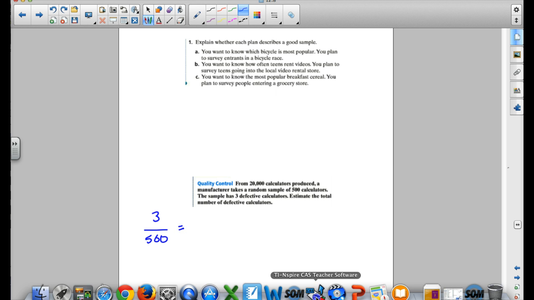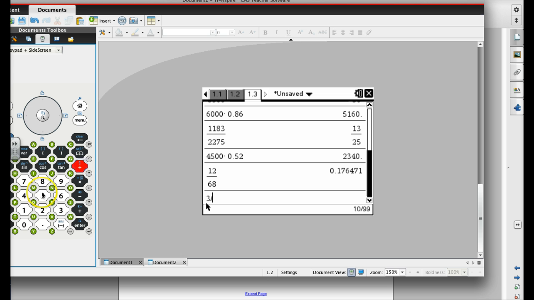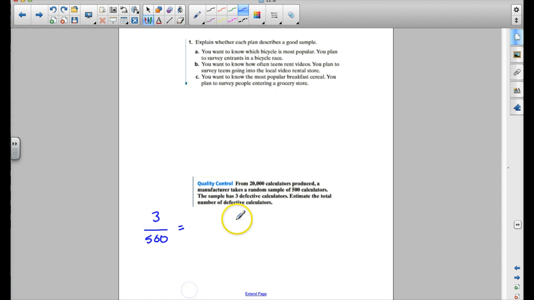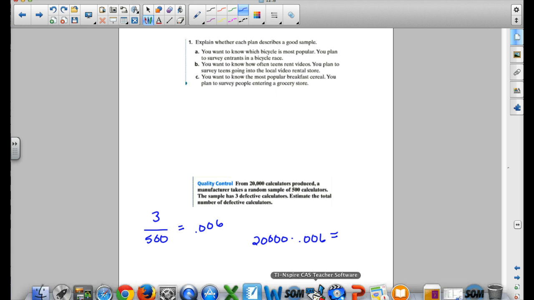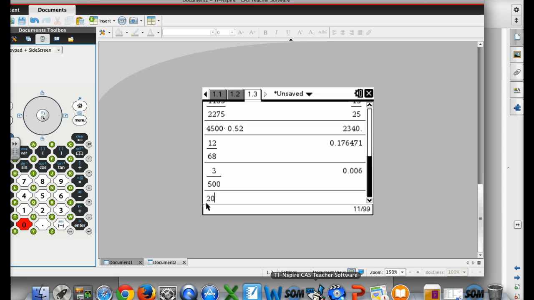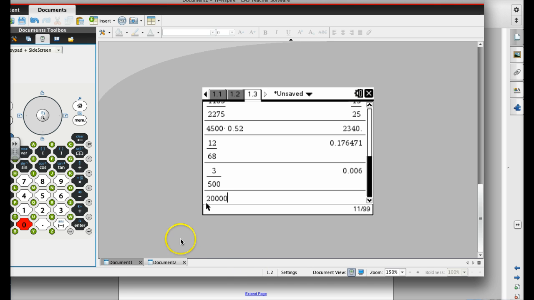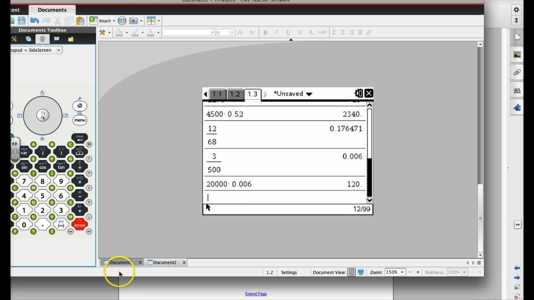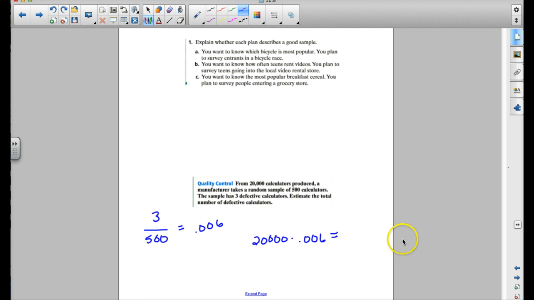Let's go to our calculator. Let's get that figured out. 3 out of 500. 0.006. So that's 0.006 of the calculators are defective. So now if we take 20,000 times 0.006, we're going to get 120 defective calculators. So out of the 20,000 calculators, about 120 of them are defective.